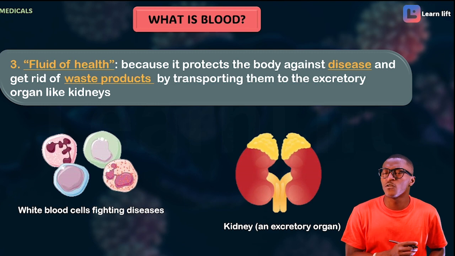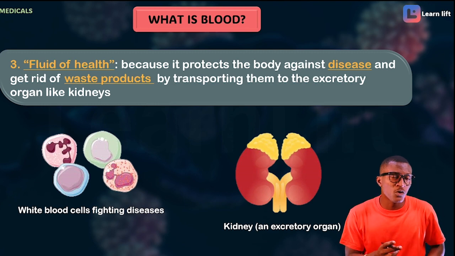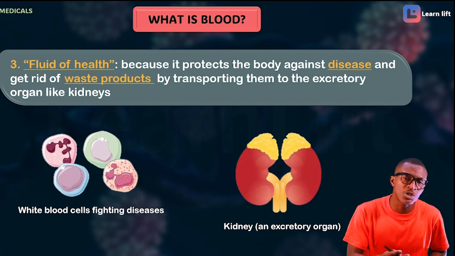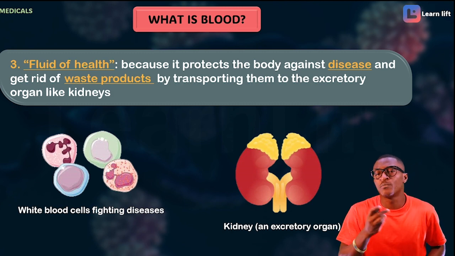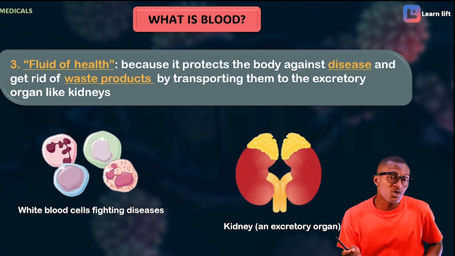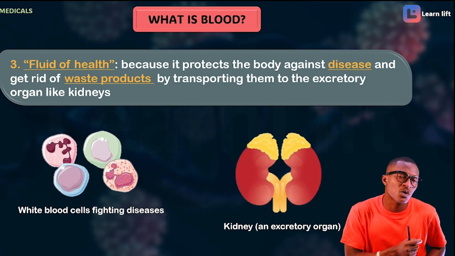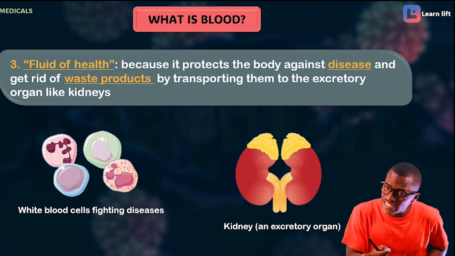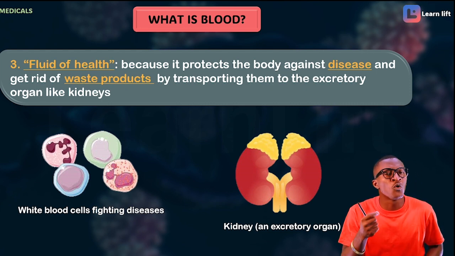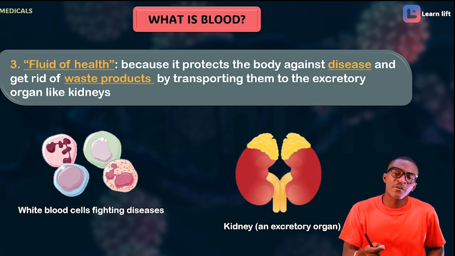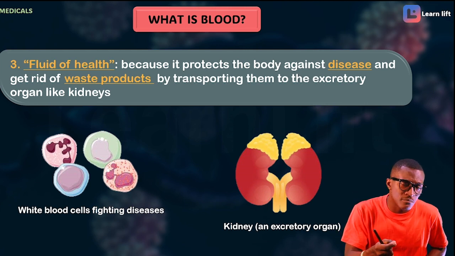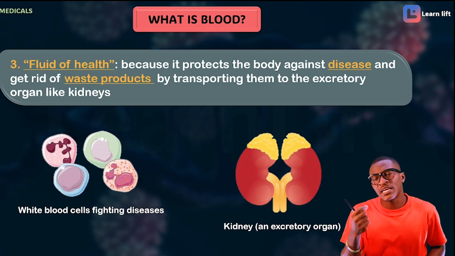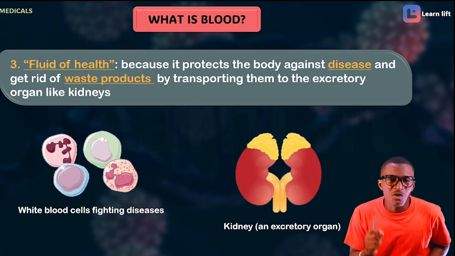So what are the 3 definitions of blood? Number 1, it is called the fluid of life because it carries oxygen from the lungs to the body tissue, as well as CO2 from the body tissue to the lungs. And number 2, we said it's called the fluid of growth because it carries your digestive nutrients as well as your hormones. Digestive nutrients are carried from your digestive system, while your hormones are carried from your endocrine system.